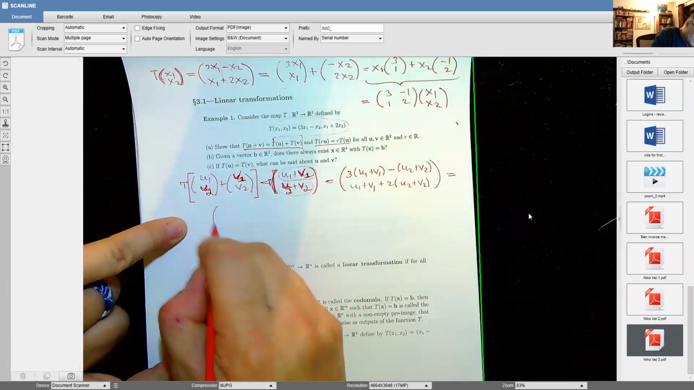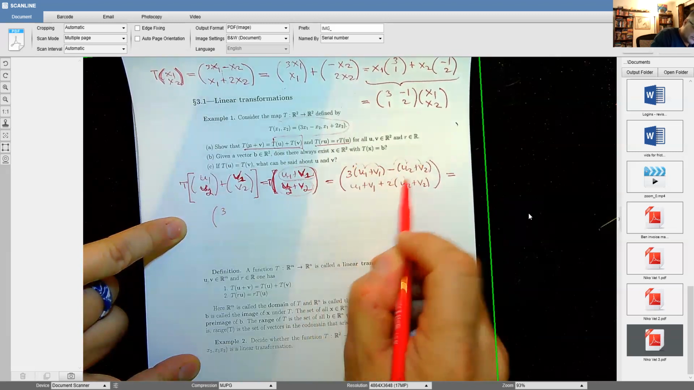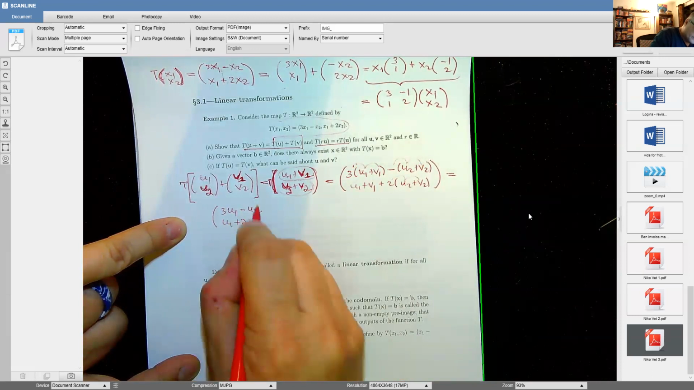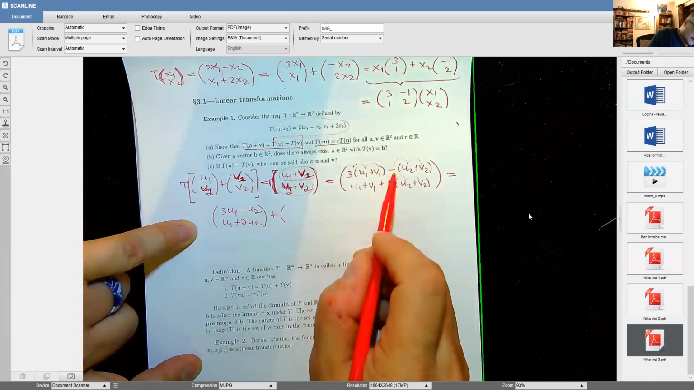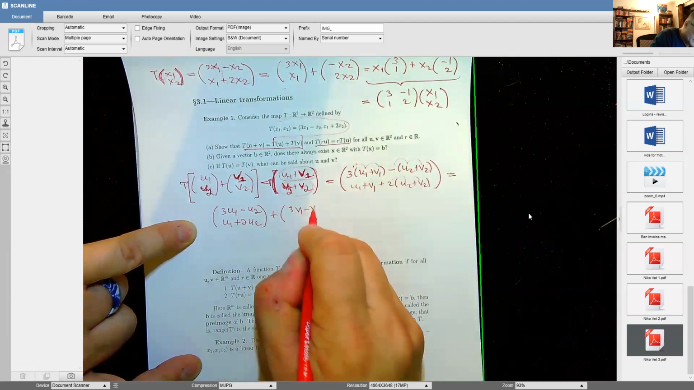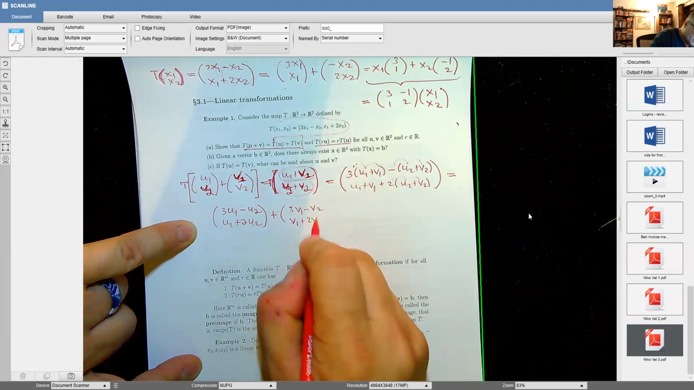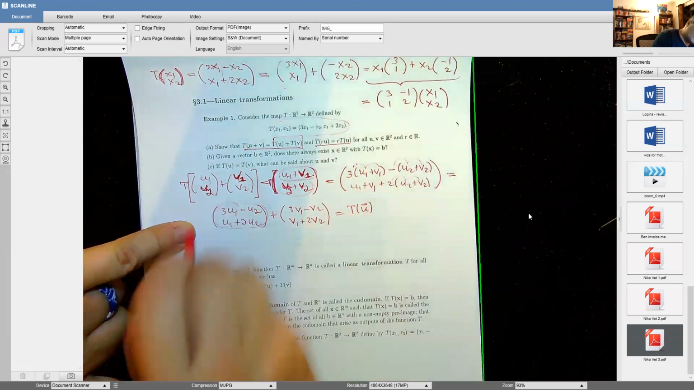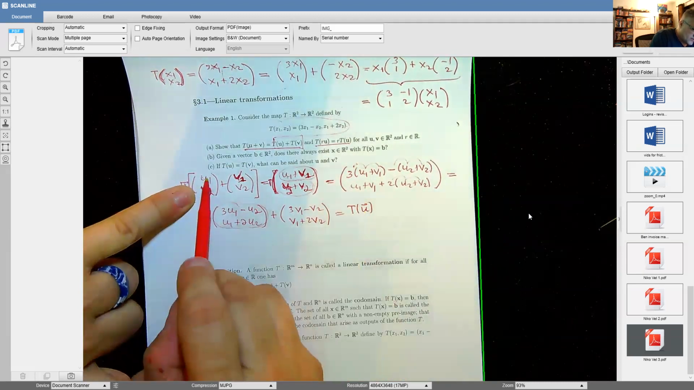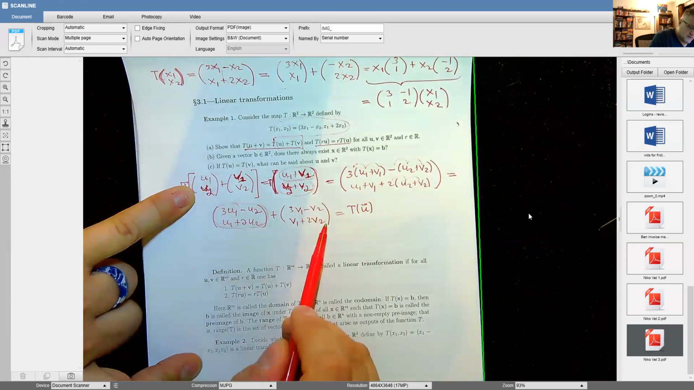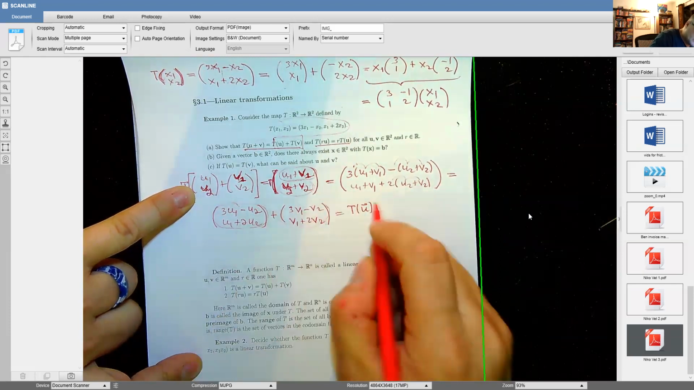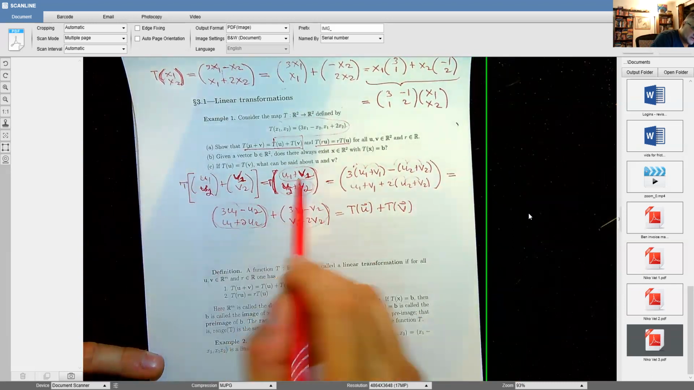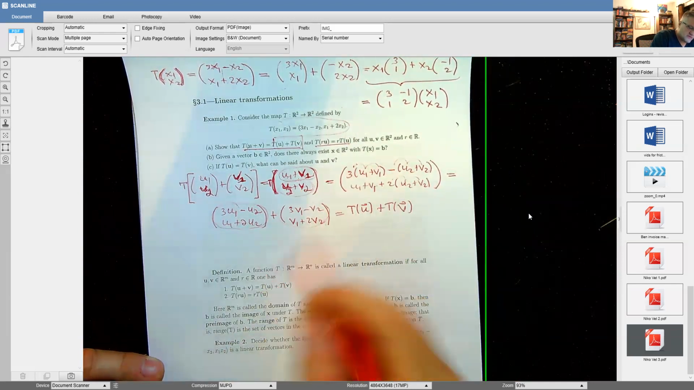If I distribute the 3 through here, the negative and the 2, and then combine, I have a 3u1 minus u2 and a u1 plus 2u2, all the u guys together, and all the v guys together. And then back here, I have a 3v1 minus v2 and a v1 plus 2v2. Okay. But notice here, this is precisely T of u, right? Remember, u was (u1, u2). If I plug in u1 for x1 and u2 for x2, I get these two components. And in the same way here, that is T of v, right? So by just using how you add vectors, applying the transformation and then pulling apart the u's and the v's, you can show that that works.